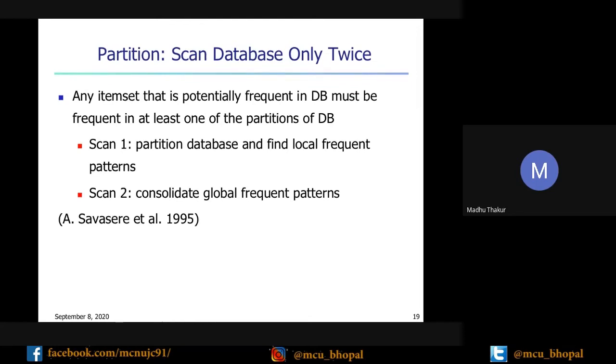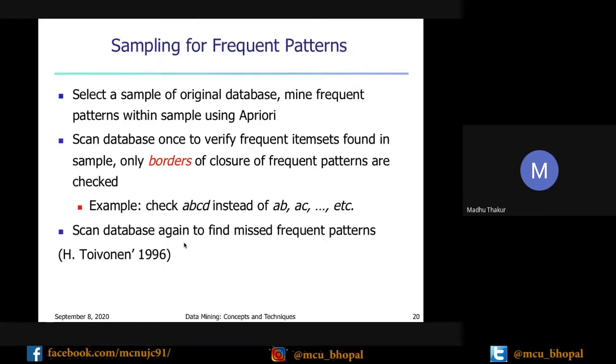Suppose you have 100 records, so you can divide them into 2 data sets, one having 1 to 50, another having 51 to 100. In this way you can partition the data, find the local frequent item sets from each partition, merge them, and globally check their frequency in the whole data in a second scan. So this is the partition method.